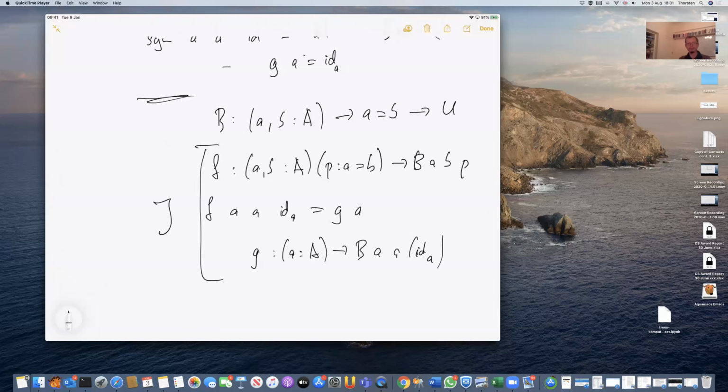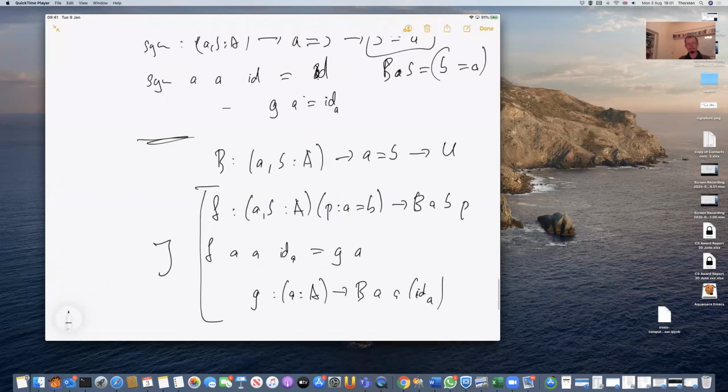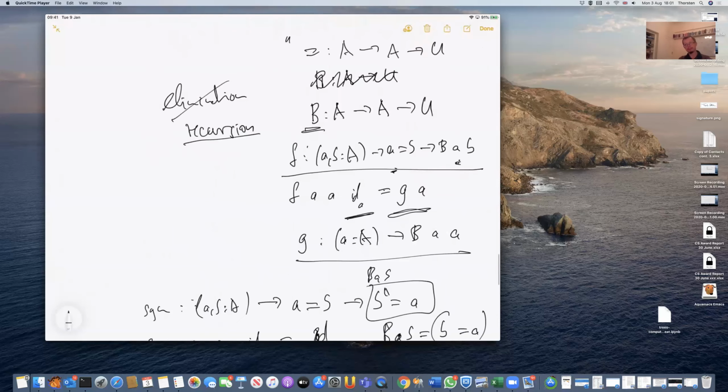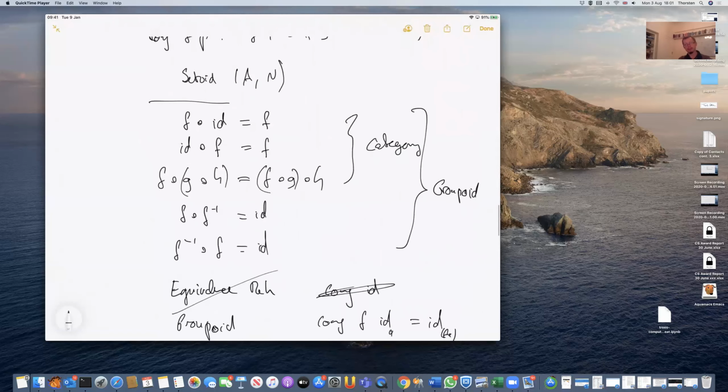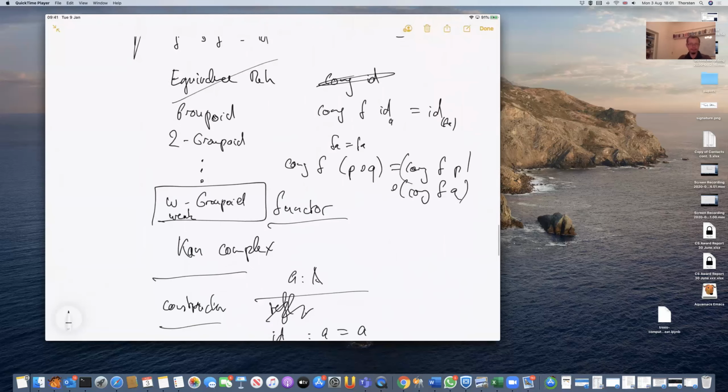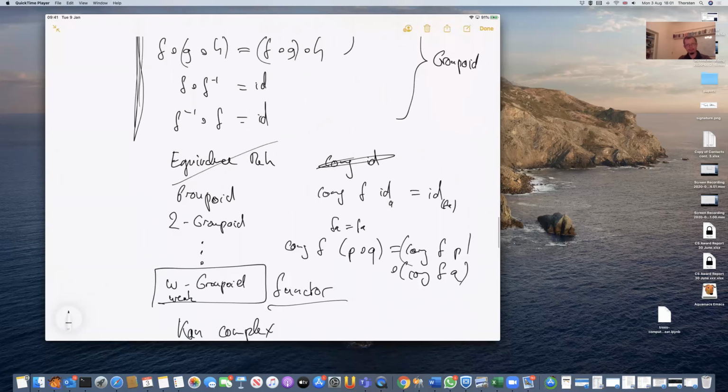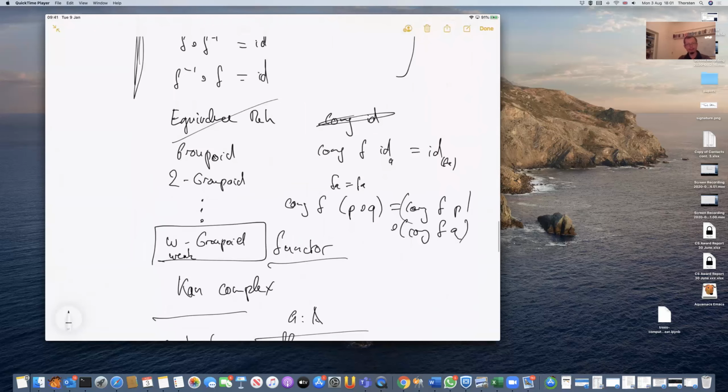And what can I do with it? I can prove things about equality, for example, and that was the observation of Martin Hofmann. We can prove these laws. And actually, we can prove all the laws of an infinity groupoid. That came later. So a very simple way to define an infinity groupoid is something which is like equality in type theory.